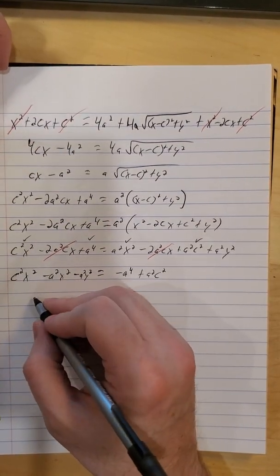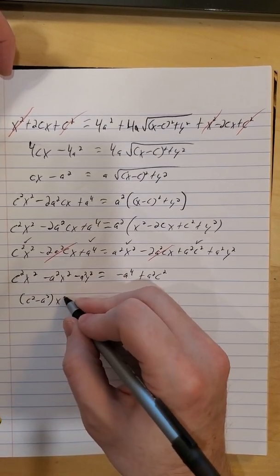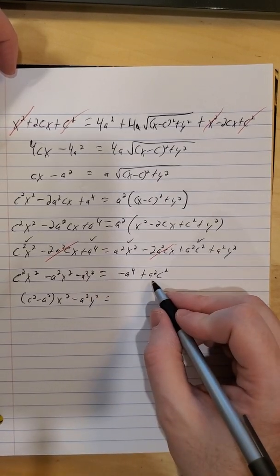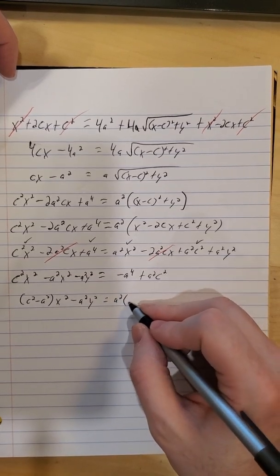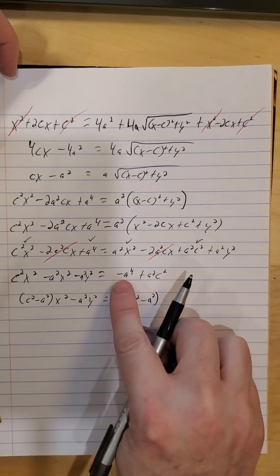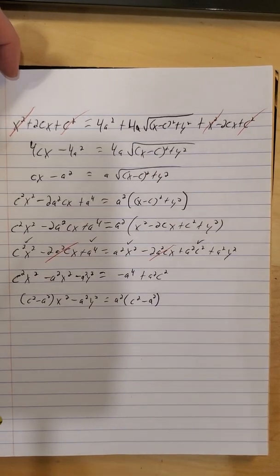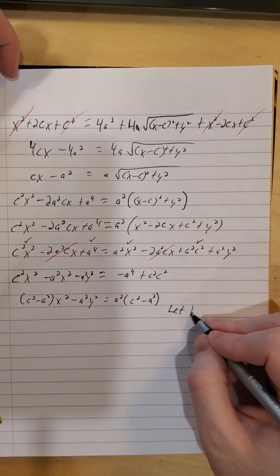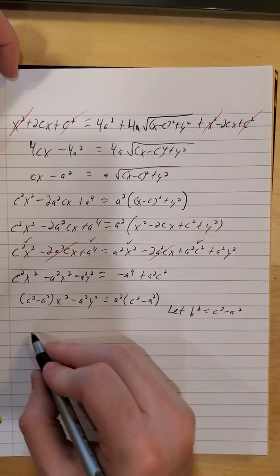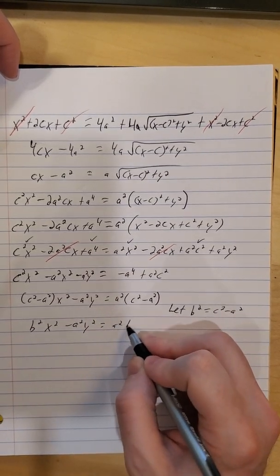So we can pull an x squared from the first two terms, and we have c squared minus a squared quantity times x squared minus a squared y squared is worth, we can factor an a squared from these two guys, and just to have the notation look a little more consistent, I'll put this guy in the back, this guy in the front. So now we're going to use a quick little let line. Let b squared equal c squared minus a squared. So we have b squared x squared minus a squared y squared is a squared b squared.